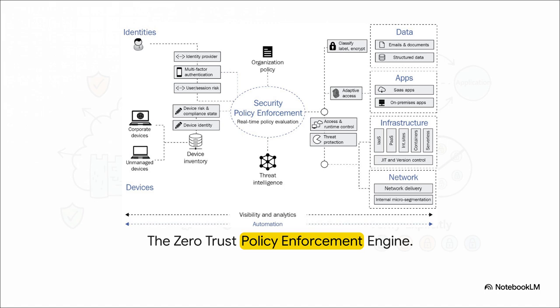Now, what's really interesting about this slide is the security policy enforcement engine right in the center of the architecture. In a zero trust model, every single access request is treated like a slammed door that must be evaluated. Notice how all the signals on the left, whether it's from user identities, corporate devices, or unmanaged personal devices, they all feed into that central engine. Every single request has to be logged, authenticated, authorized, and strictly inspected for anomalies, completely regardless of where it originates, before it's ever allowed to reach your data and apps on the right.